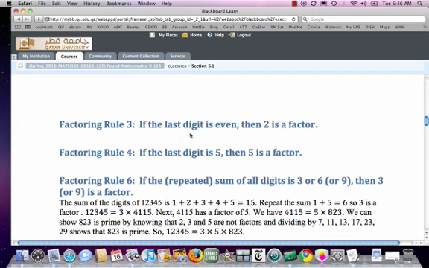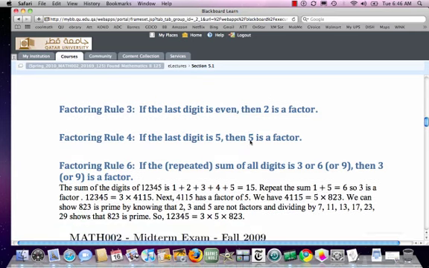I have some other rules here. If the last digit is even, that is, it's 2, 4, 6, or 8, then 2 is a factor. So you can divide by 2, and you will know that a nice number, a natural number, comes out. If the last digit is 5, then 5 is a factor.